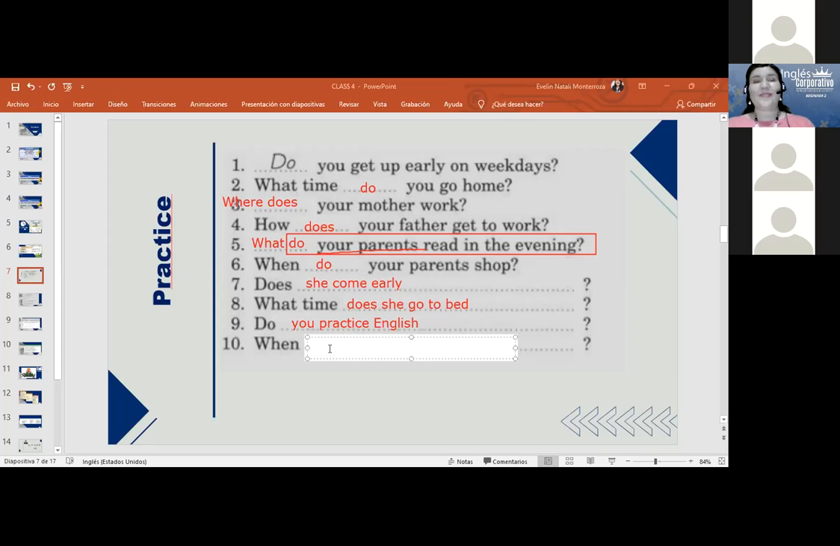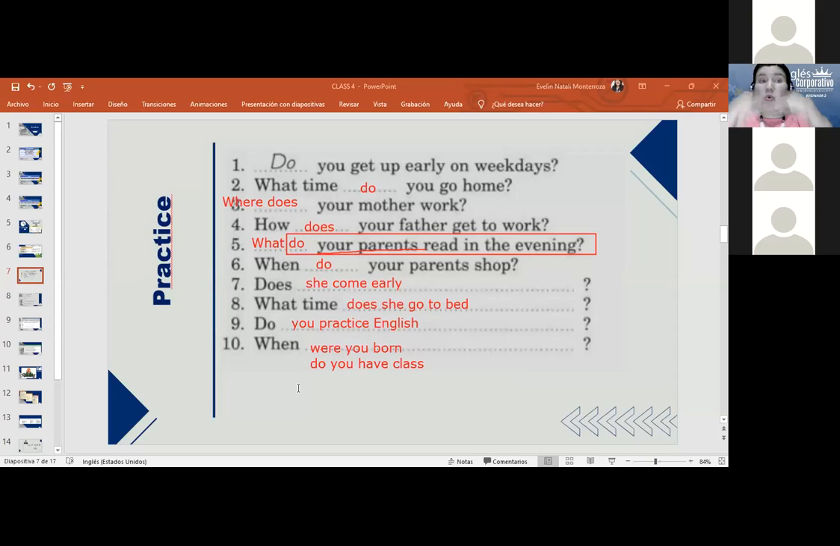When do you born? Ooh, good question. But in this case, you say, when were you born? Esa sería esa, para esa forma sería esta pregunta. Were you born? Okay, but it's good. We have an example. If I say, when do you have class? ¿Cómo me respondería en esa? From Monday to Thursday. De lunes al jueves.